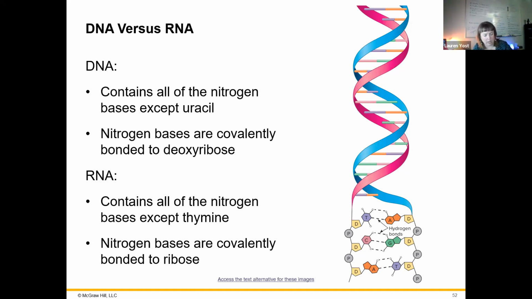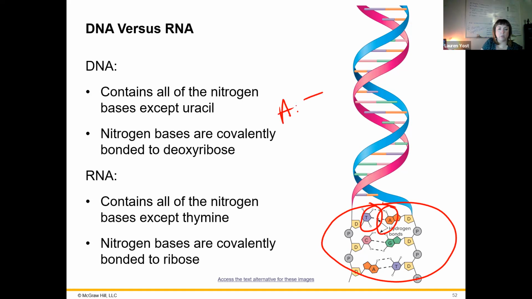We already talked about that a little bit, and then this is just showing us the double helix for DNA, and how it interacts with itself. So the nitrogenous bases form bonds across from one another. A always bonds with T, or U in the case of RNA.